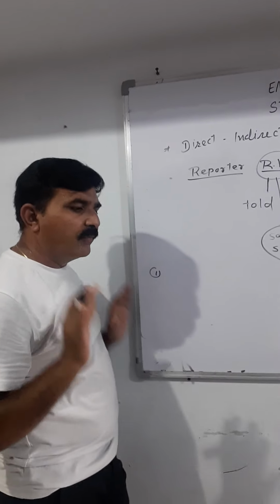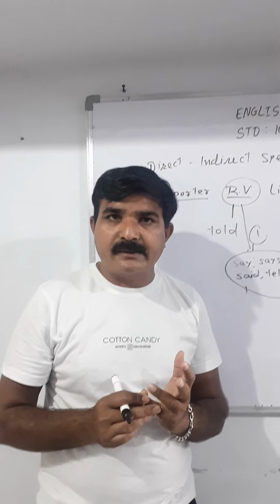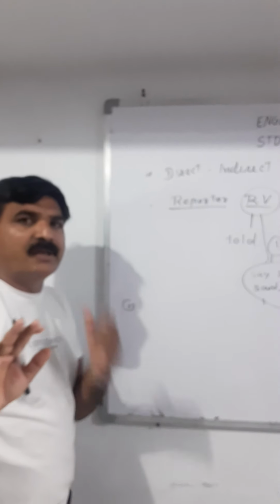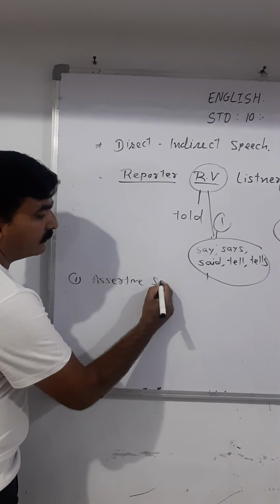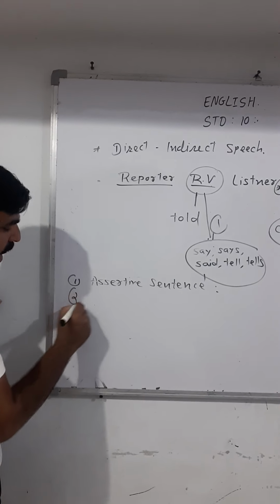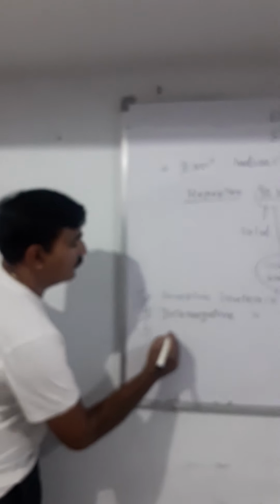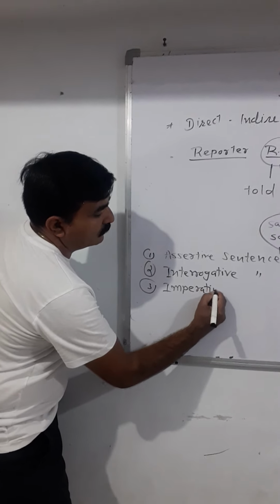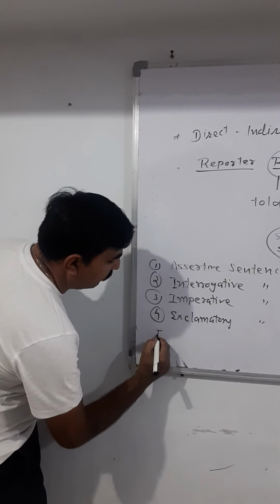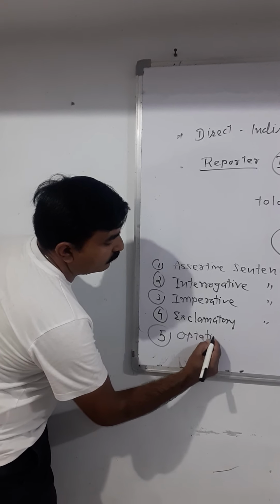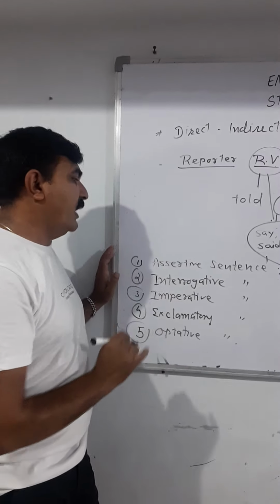Now, what do we have to do first when we appear for direct indirect speech? First rule: just identify the type of sentence. A total of 5 types of sentences will be there. First one will be the assertive sentence. Second, interrogative sentence. Third, imperative sentence. Fourth, exclamatory sentence. And fifth is the optative sentence. In short, a total of 5 types of sentences will be given in your examination. Now we have to identify them.